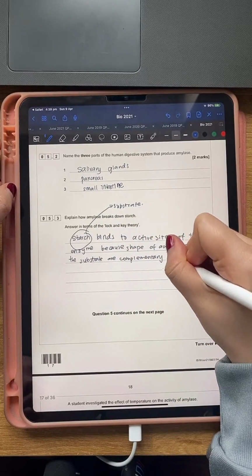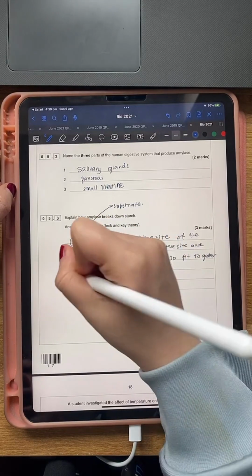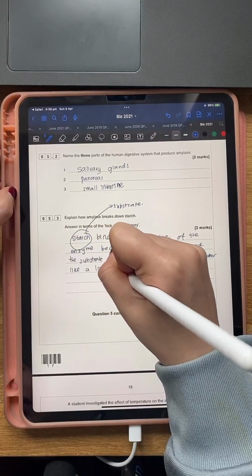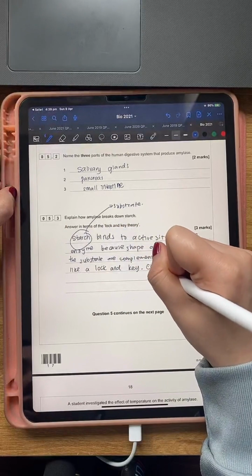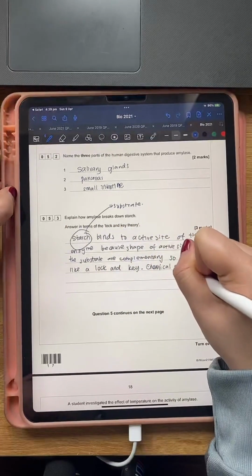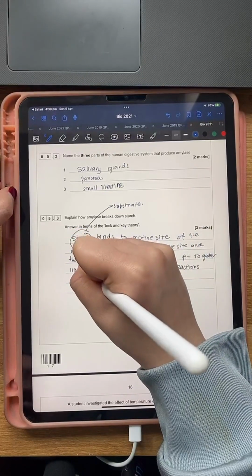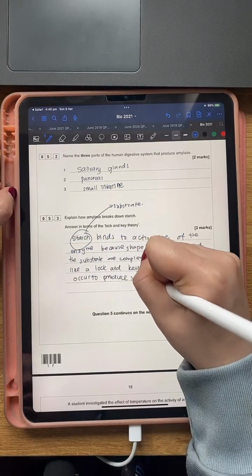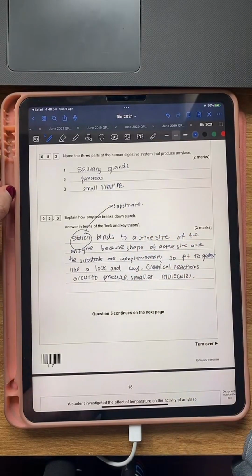Chemical reactions occur to produce smaller molecules. Substrate binds to active site to make enzyme substrate complex. That's really good as well. I know this topic is really good. Yeah, to produce smaller molecules. That's right. You guys are all very good at this topic.